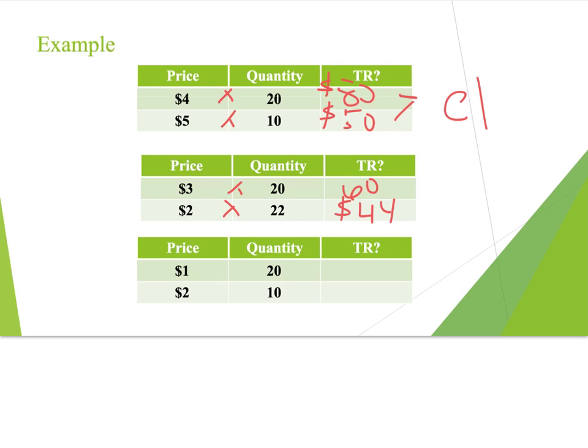In the second problem, 3 times 20 is $60, and 2 times 22 is 44. Now in this case, when I raise the price from $2 to $3, I end up making more total revenue because 60 is greater than 44. So in this example, it's inelastic. And in the third example, when I multiply 1 times 20 and 2 times 10, total revenue is the same. So that's when the good is unit elastic.